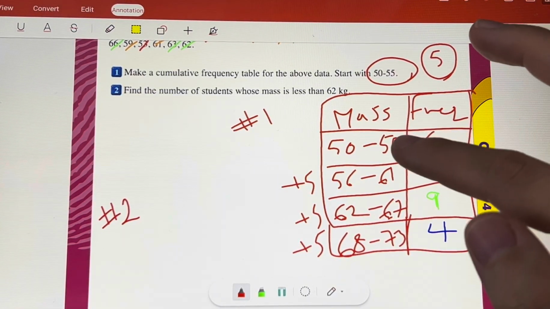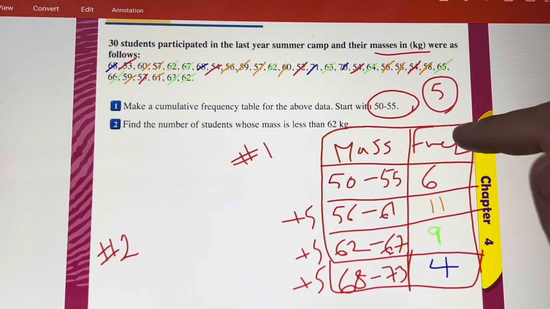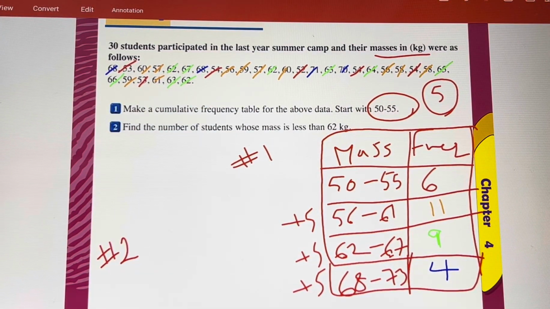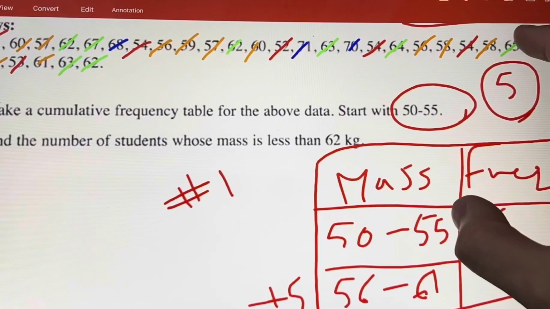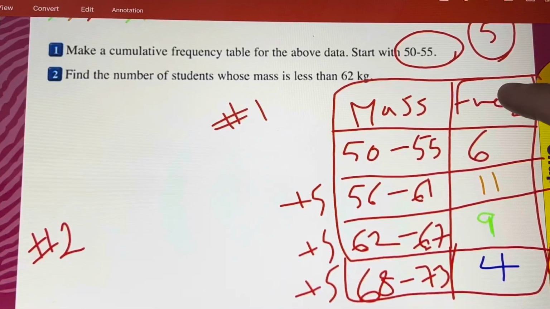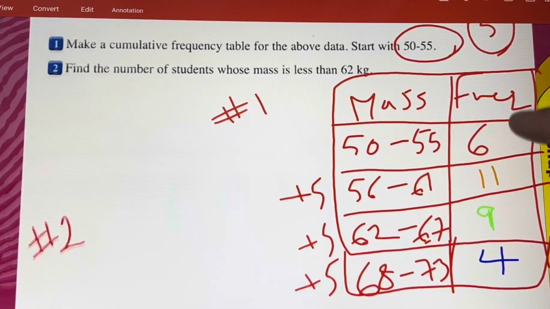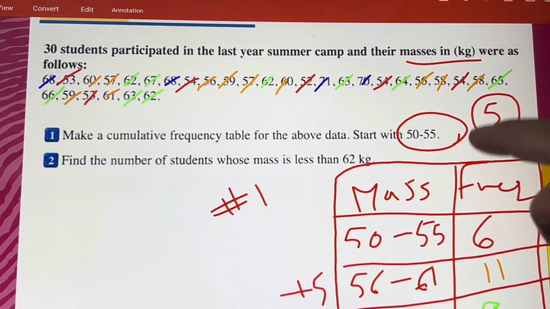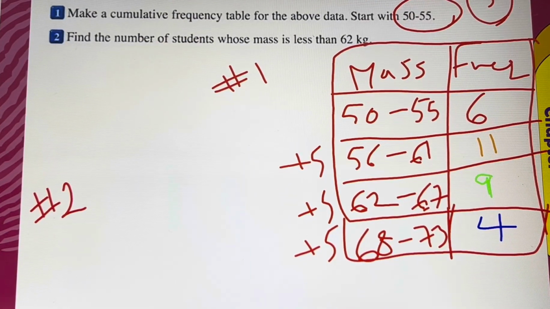So I start searching from 50 to 55. I'm going to find only 6 numbers. As you can see, the red dashes, 6 dashes only. The orange one, it's only 11, or the yellow. And the green one is only 9, while the blue one is only 4. So 68, 68, 71, and 70, it's only 4.